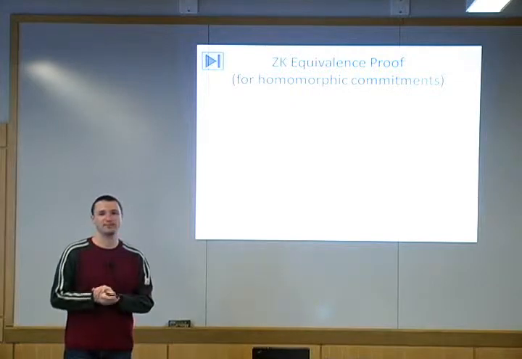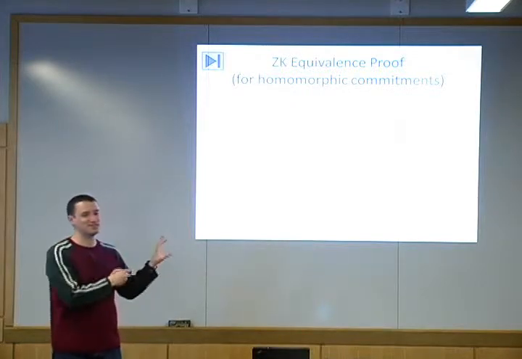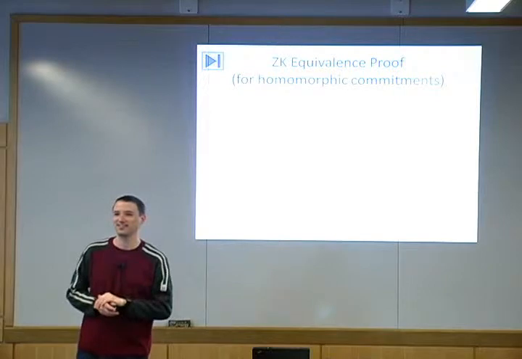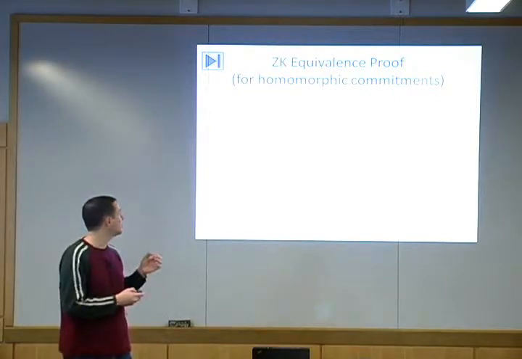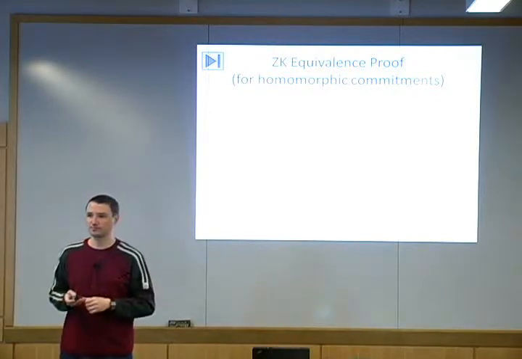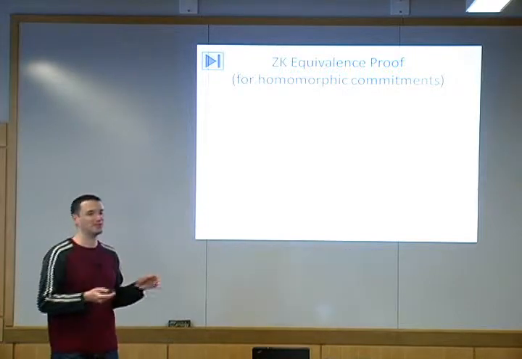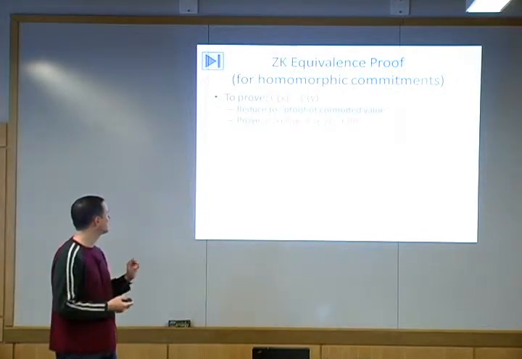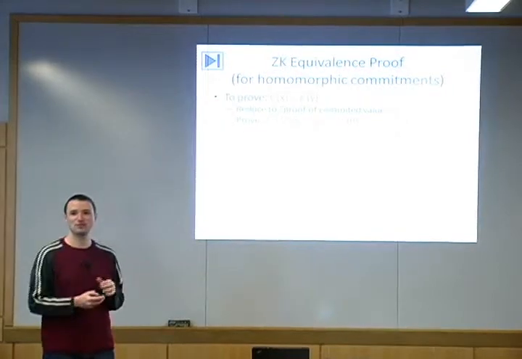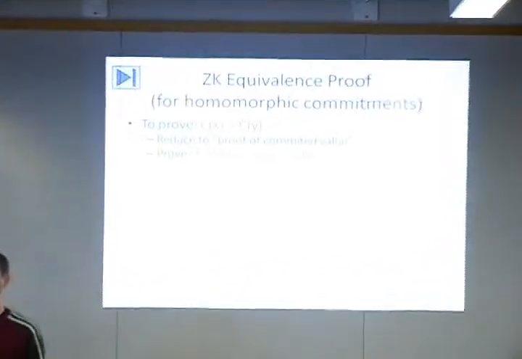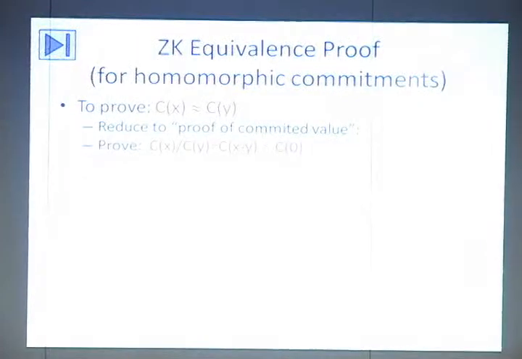So I want to, this is the only slide with actual math on it. I want to describe a little bit about how we do this equivalence proof with a trapdoor. It's not too much math, basically only addition and subtraction. We said we have commitments that are homomorphic. What we mean by homomorphic is that if we multiply two commitments, we get a commitment to the sum. And if we divide two commitments, we get a commitment to the difference. So this is the math you need to remember for this.